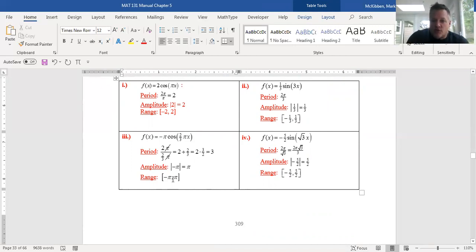So the range goes from the minimum to the max. Since the amplitude is pi, we know the min is negative pi and the max is pi. And these two are done similarly.